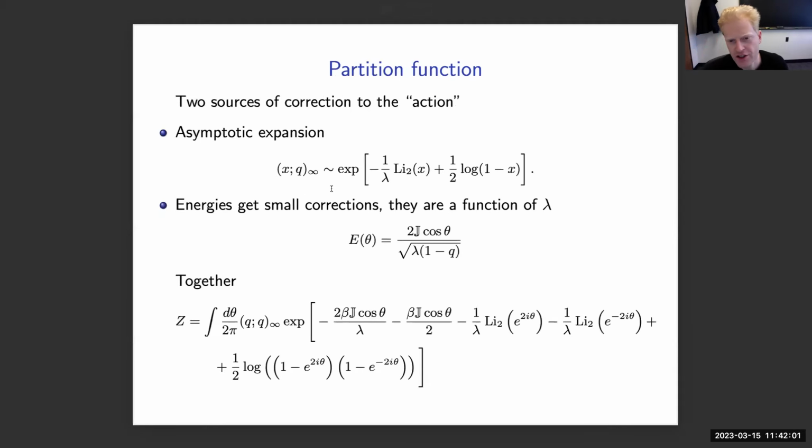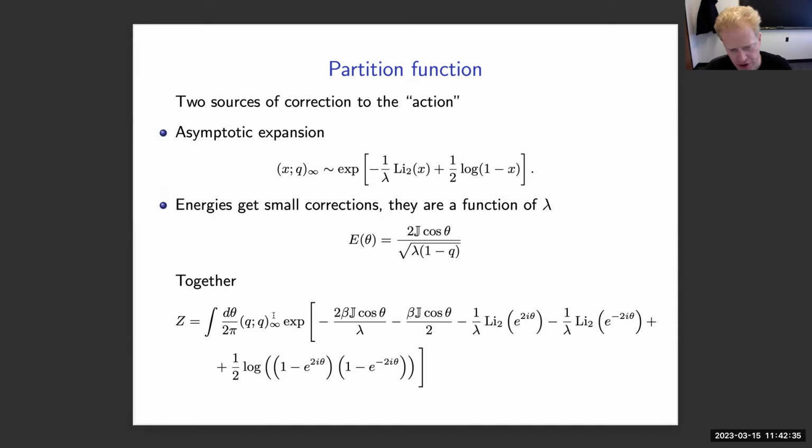So for the partition function, as I said, we just need to calculate the corrections to the action. There are two sources of corrections. One is this Q-Pochhammer in this asymptotic expansion. In addition to the dilogarithm at order lambda to the 0, we have this additional term, so we need to take that into account. And also the energies themselves depend on this Q, which is e to the minus lambda, so we also need to expand this in lambda and get another small correction.